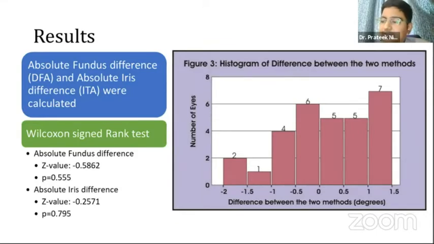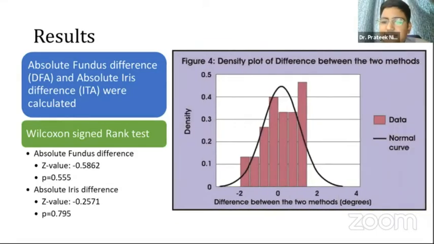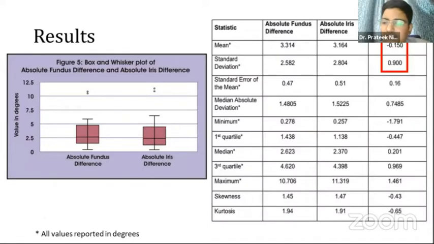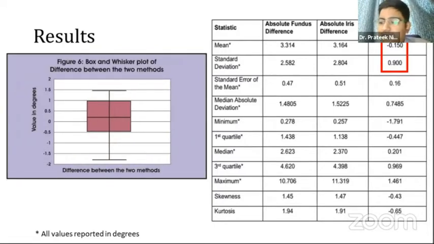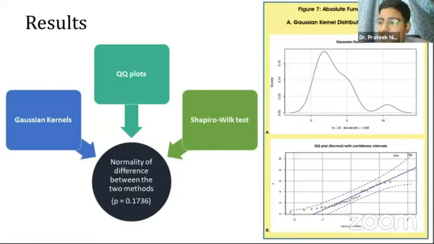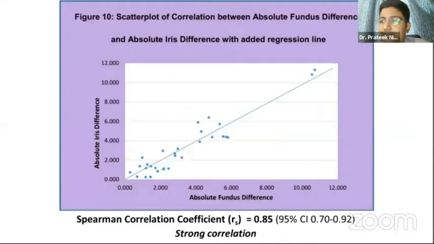The difference between the two methods was also calculated. These parameters were analyzed with measures of central tendency and dispersion. Mean difference between the two methods was minus 0.15 degrees with a standard deviation of 0.9. Further analysis confirmed normal distribution of the difference between the two methods. The Spearman's correlation coefficient was 0.85, implying strong correlation.